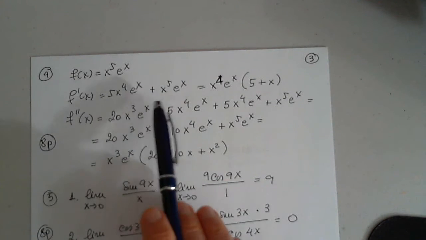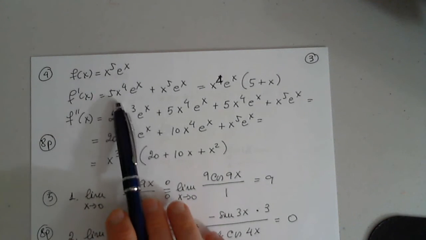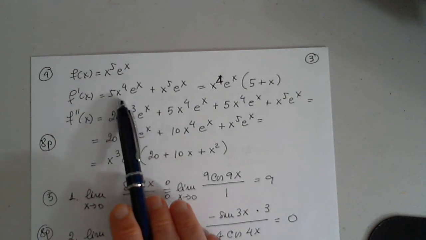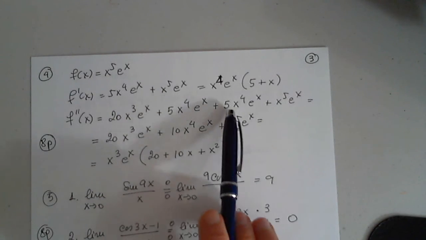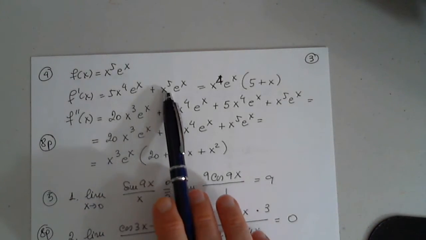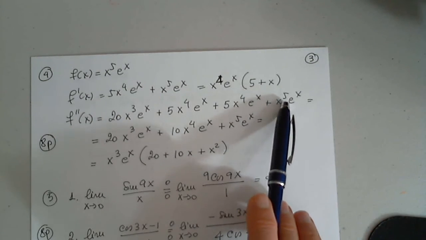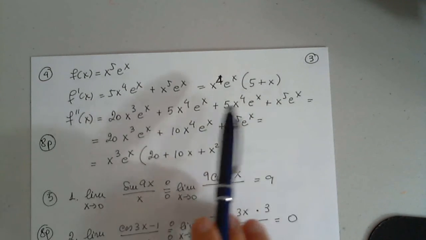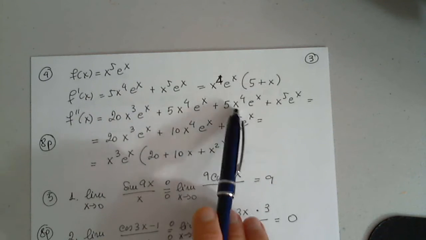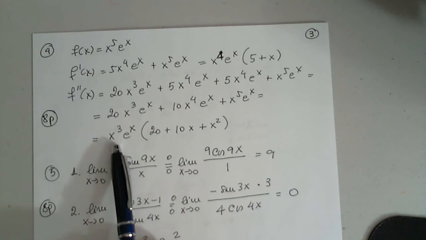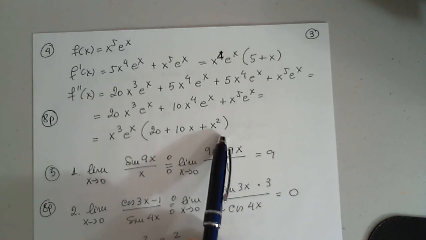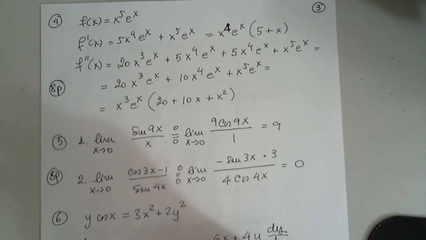The second derivative will be 20x cubed e to the x plus 5x to the 4th e to the x plus 5x to the 4th e to the x plus x to the 5th times e to the x. So these two are like terms, and I combine them here. And I factor out x to the 3rd e to the x, and I get this in parentheses.